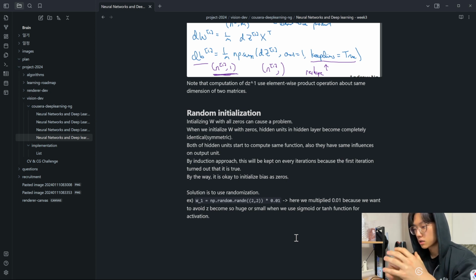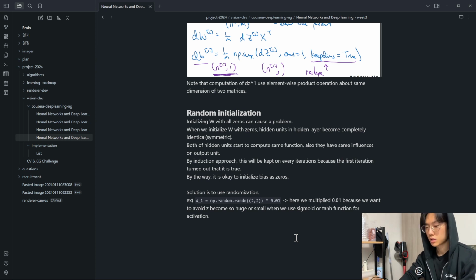So we need to take another approach to initialize our parameters, especially the weights. The solution is to use randomization. We can randomize our parameters with the NumPy library.